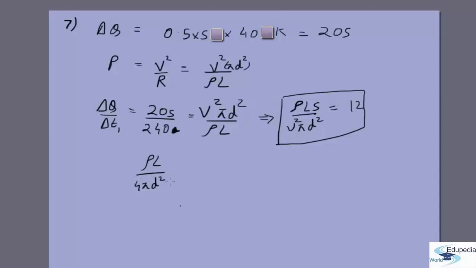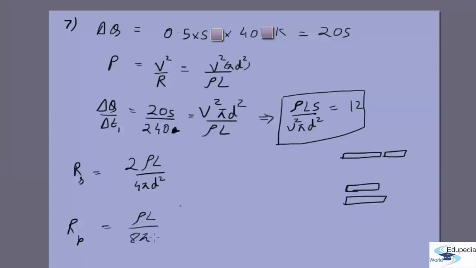So rho L by 4 pi d squared is the resistance of one such wire. In the first case, we have two such wires in series. That would mean the total resistance R in series is rho L by 4 pi d squared plus rho L by 4 pi d squared, or 2 rho L by 4 pi d squared. In the second case, R parallel, you have both of them in parallel, equal resistances. So the net resistance is half of that, right? 1 by R plus 1 by R is 2 by R. The inverse of that is R by 2. So half of rho L by 4 pi d squared. That is rho L by 8 pi d squared.